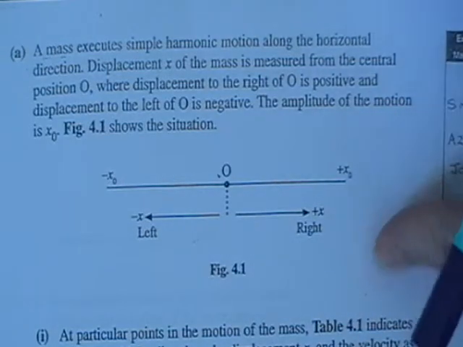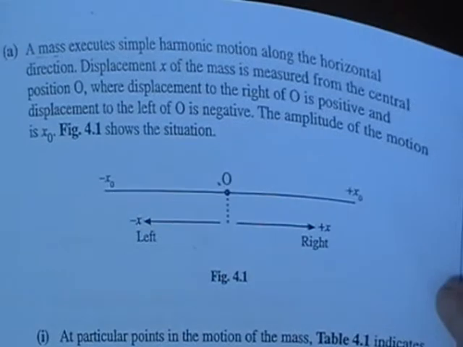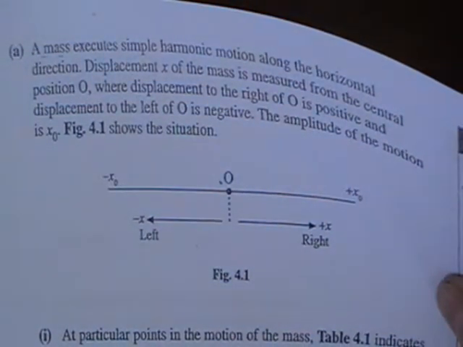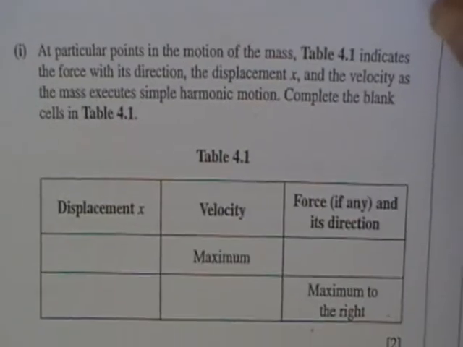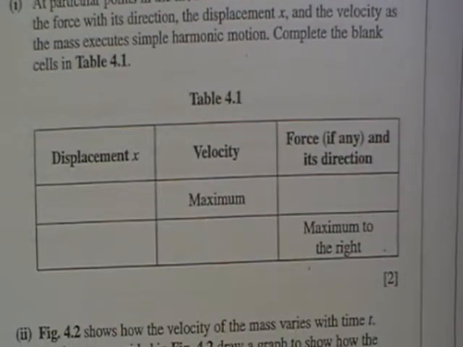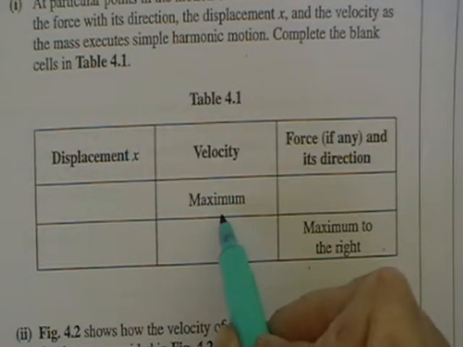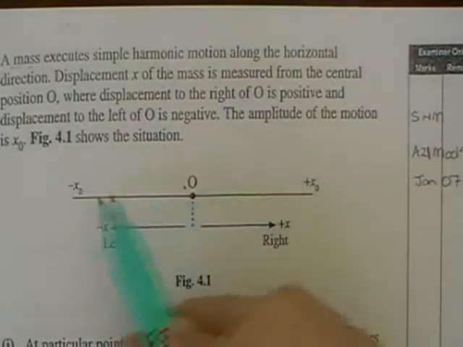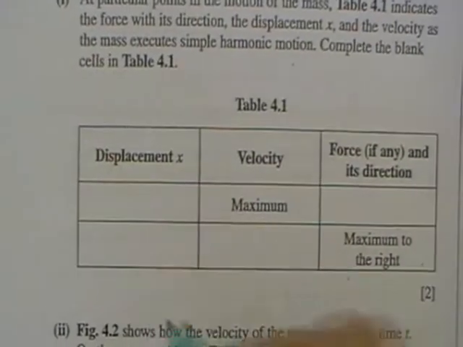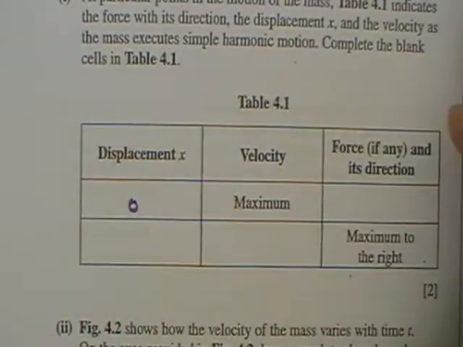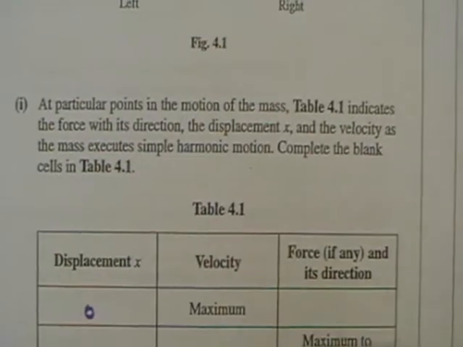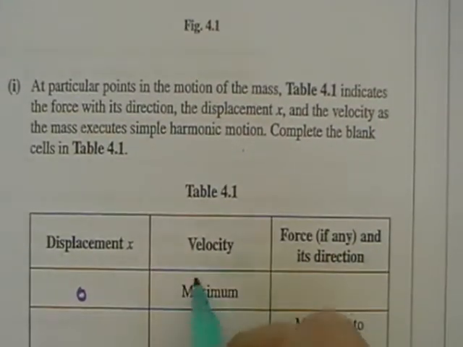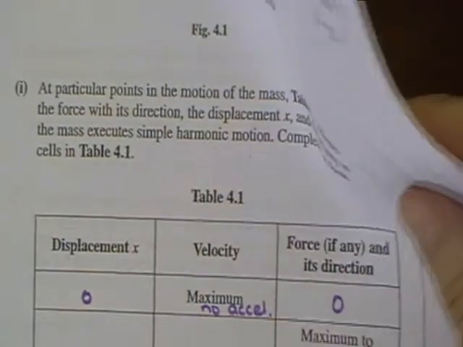At particular points in the motion of the mass, Table 4.1 indicates the force with its direction, the displacement and the velocity as the mass executes simple harmonic motion. Complete the blank table in Figure 4.1. Now, we know the object has a maximum velocity as it moves through its centre position always, and therefore the displacement of the object is 0 at that point. If it's got a maximum velocity, it's got no acceleration. I'll just write that in, no accel, and therefore the resultant force is also 0.